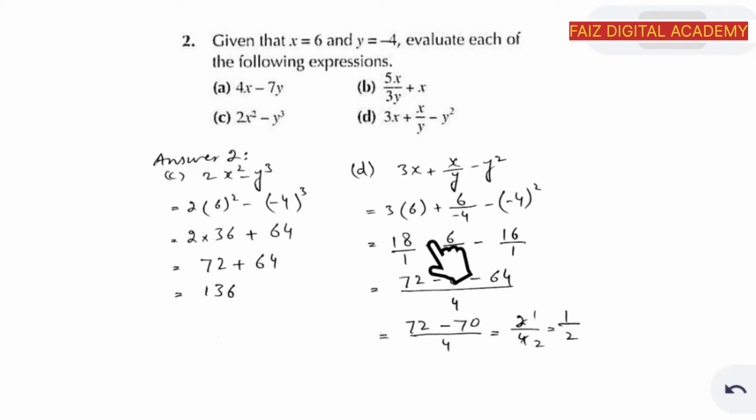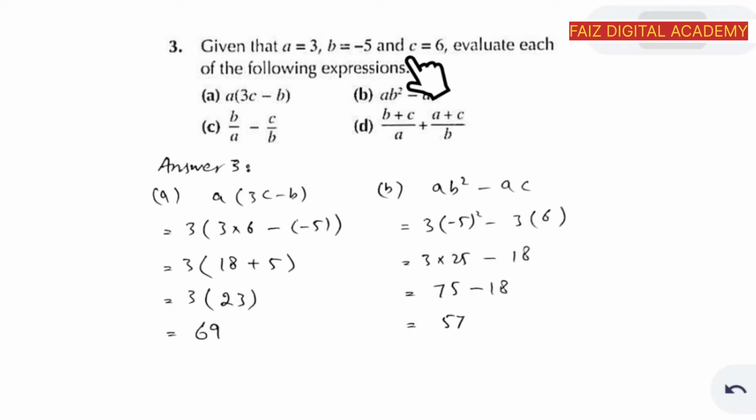Similarly, in the D part, again we just put the values of x and y in the algebraic expression, and then solve it conditionally. If we have to find the square, then we write the square of the 4. If we have to multiply, we multiply, change them into fractions, and then the fractions are solved by taking the LCM, as I have explained in the previous part of this question.